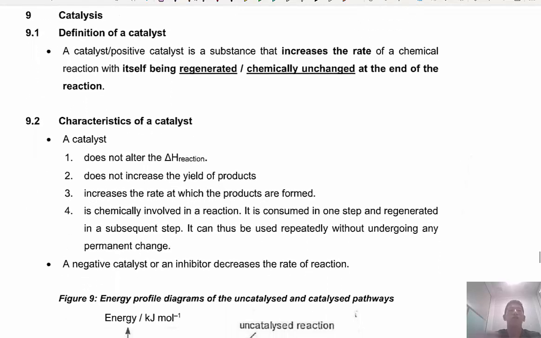Right, now let's move on to catalysis. Since we are on the issue of catalysts, it's only natural to move on. So, what is a catalyst? It's a substance that increases the rate of a chemical reaction with itself being regenerated or chemically unchanged at the end of a reaction. Just now we already went through some mechanisms. You've seen how the catalyst is regenerated at the end. So that is a catalyst.